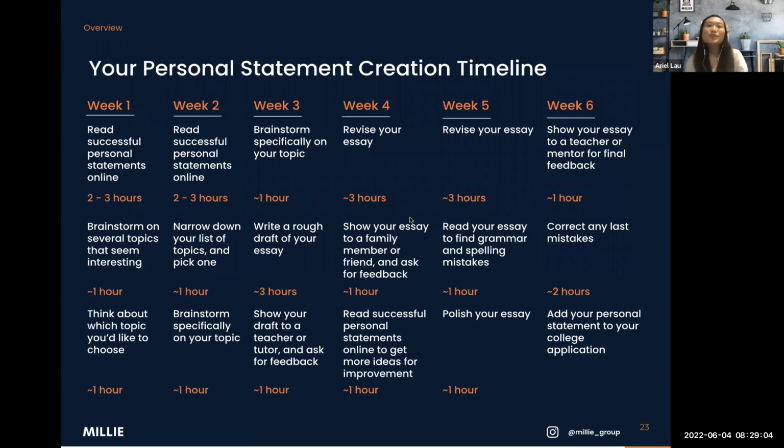So now on to the personal statement creation timeline. This is always one particular slide that I like to stress on, because I was a student once, and I know that I like to procrastinate a lot. But this is really not the time for you to procrastinate, because as you can see, all of these statements have particular requirements. They also have particular questions that you need to really answer, and content and materials that you need to accumulate.